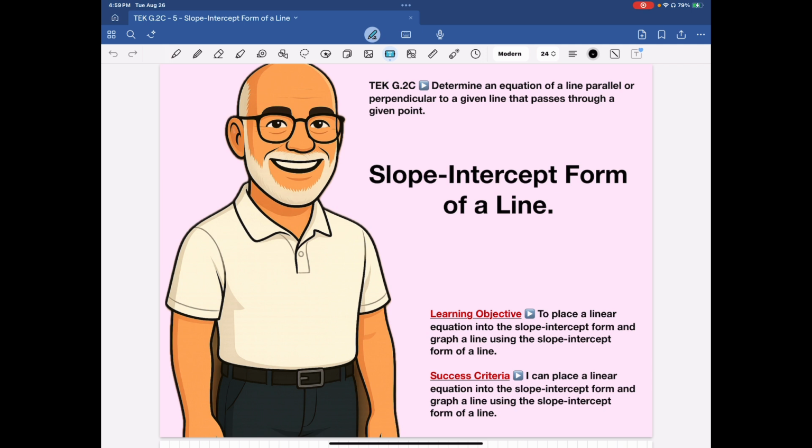The topic of today's video is the slope-intercept form of a line, and our learning objective is to place a linear equation into the slope-intercept form and graph a line using the slope-intercept form of a line. So you will know you have mastered this concept when you can take a linear equation, put it into the slope-intercept form of a line, and then graph it on the coordinate plane.